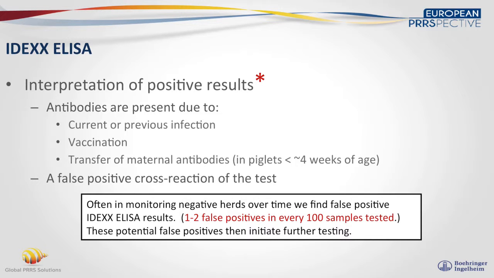So as we're interpreting our positive results, or how blue is our sample, our antibodies may be present for many reasons. So we can have current or previous infection, historical infection. We can have vaccination, whether that's from a modified live vaccine or from a killed vaccine. And we can have transfer of maternal antibodies from sows, and those are typically in younger piglets, up to about 4 weeks. And it's also fair to note that we can have some false positive reactions on the ELISA test.